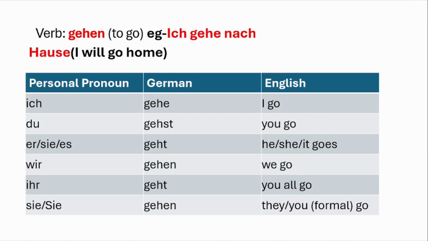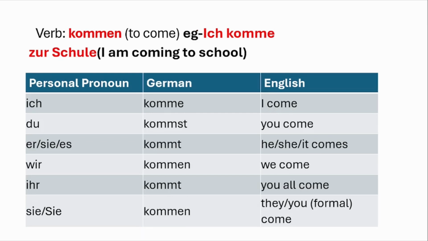I will go home. Ich gehe nach Hause. Haus is written in a capital letter. You all know that in German, nouns are always written with a capital letter wherever they are used in the sentence, either in the beginning, middle, or at the end. Let's go to the next example.